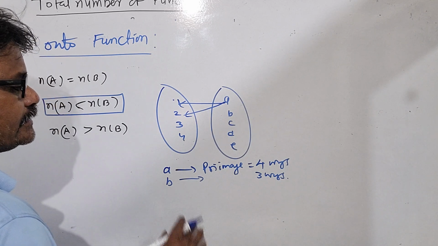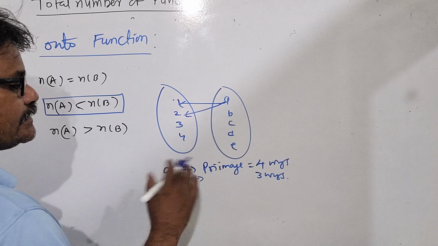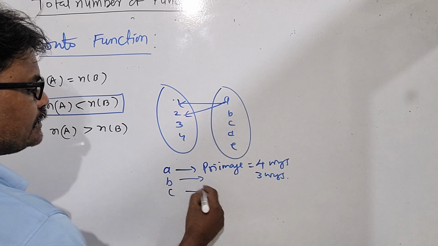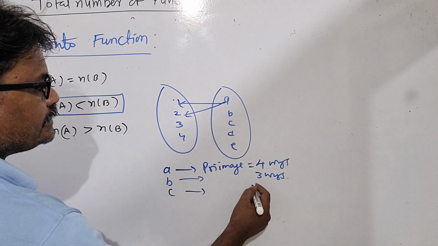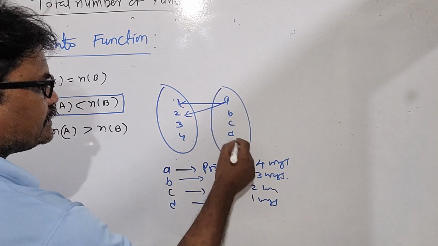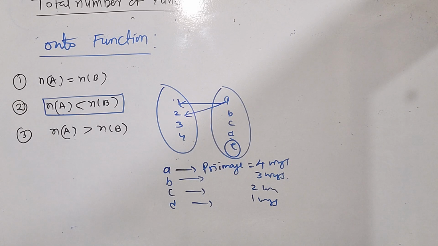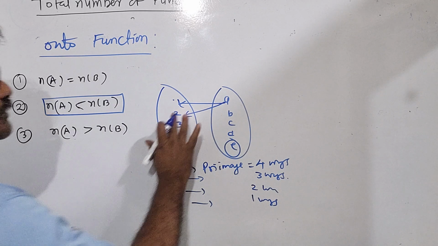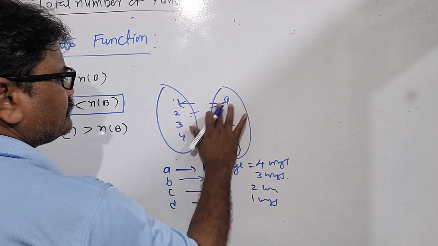A can take the pre-image in 4 ways. B can take the pre-image in 3 ways. C can take the pre-image in 2 ways. And D can take the pre-image in 1 way. But there is no element remaining in the domain set which has its pre-image. Therefore, when n of A is less than n of B, the total number of onto functions will be 0. We have to understand this in a different way as well.